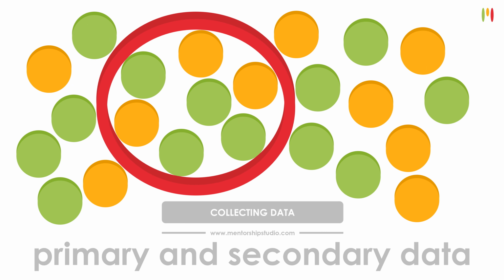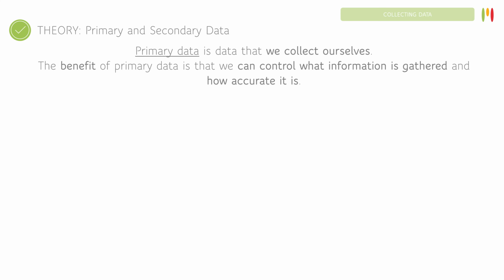Primary and secondary data. Primary data is data that we collect ourselves. The benefit of primary data is that we can control what information is gathered and how accurate it is. For example, a survey or experiment we conduct ourselves would be considered primary data.